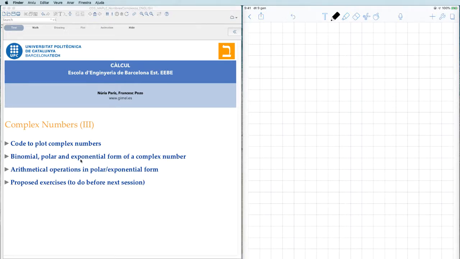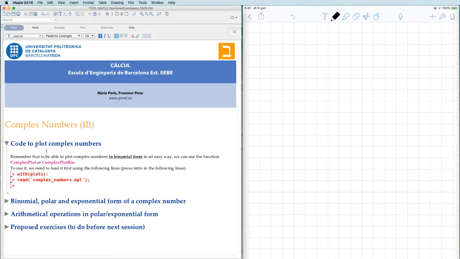In this session we are going to see what is the exponential form of a complex number and how to operate in polar or exponential form. Remember that to plot complex numbers in an easy way we always have to come here and press enter in these two lines in order to be able to use the complexplot or complexplot3d commands.